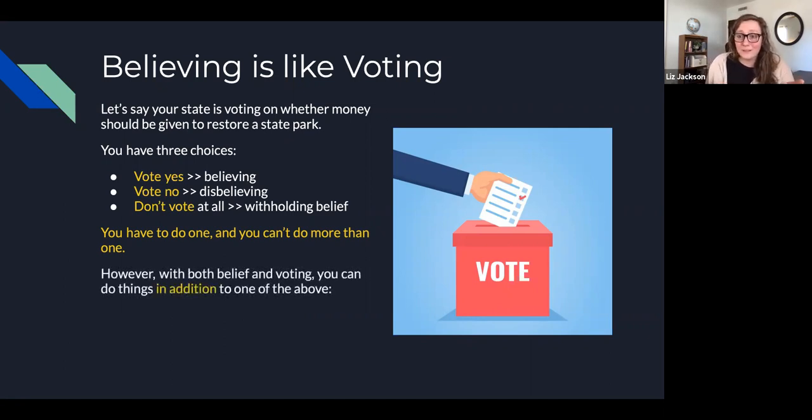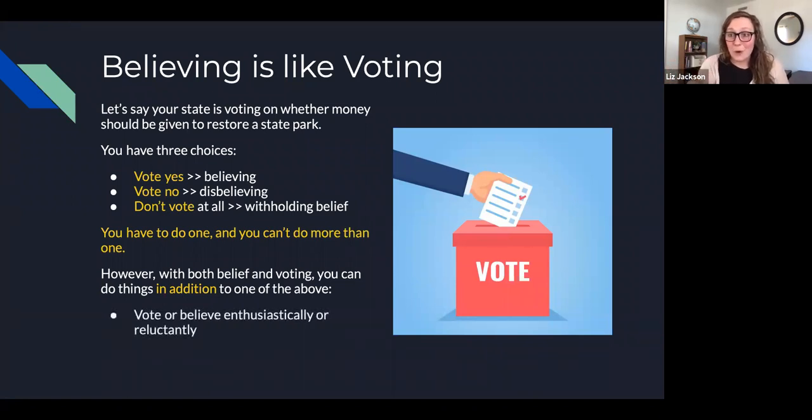Also, what is good about this analogy with belief and voting is that even though you have to do one of these three options and you can't do more than one, that doesn't mean you can't also do other things in addition to this. You can do other things that are relevant. So you might vote or believe really enthusiastically, yes, money should be given to the state park. Or reluctantly: you might think this is ultimately the right thing to do, but for some reason you're reluctant about the vote. That's similar with believing as well. I might reluctantly believe it's going to rain tomorrow because I have a picnic planned, but my evidence that it's going to rain is so strong that I nonetheless believe.